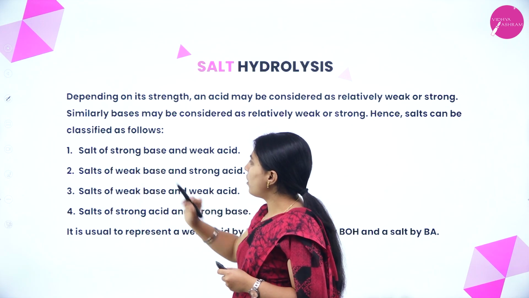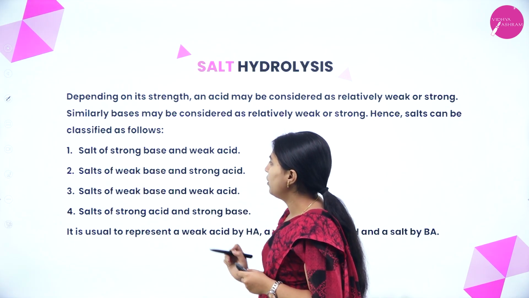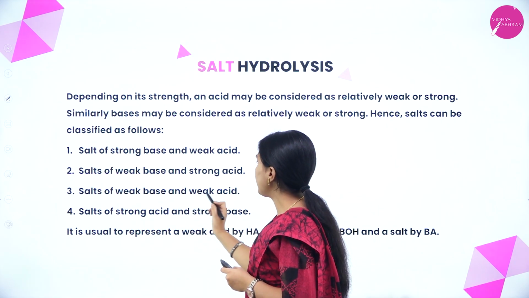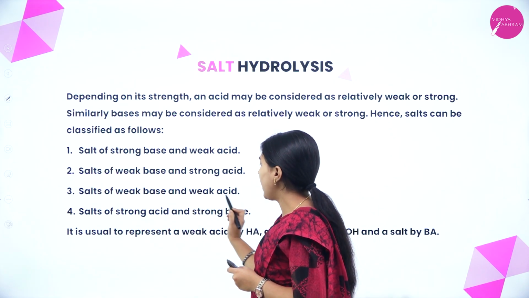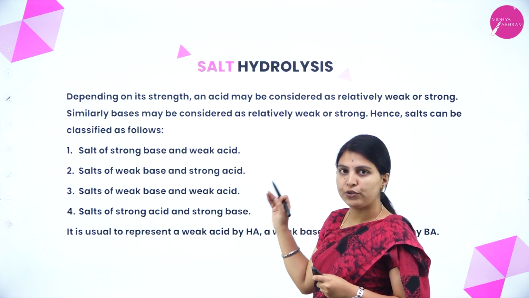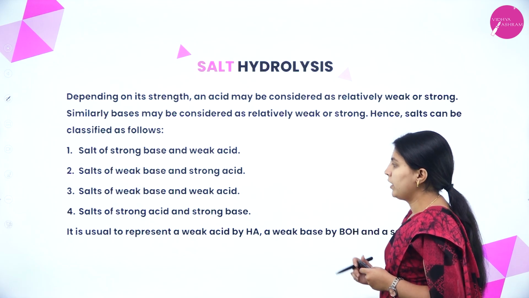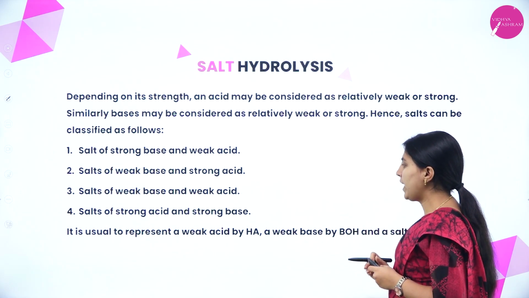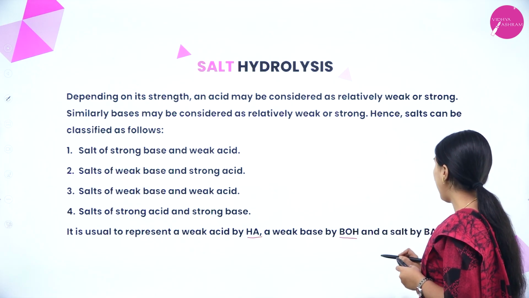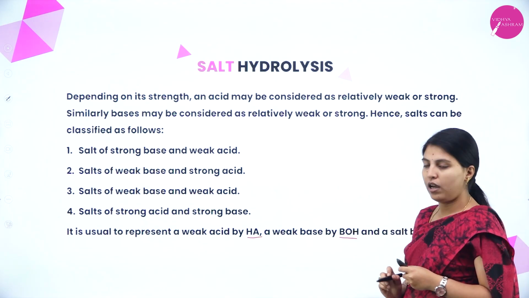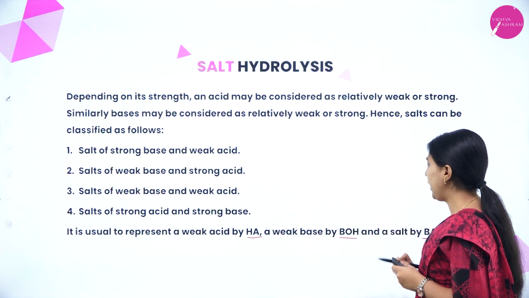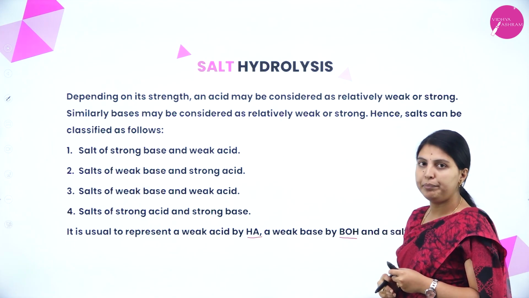That is, salts of strong base and weak acid, salts of weak base and strong acid, salts of weak base and weak acid, and salts of strong acid and strong base. These are the four types of salts. It is usual to represent a weak acid by HA, a weak base by BOH and a salt by BA.